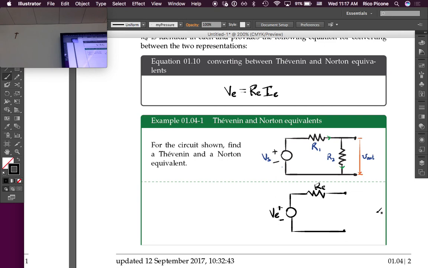So we didn't remove it. We're coming up with an equivalent circuit that should represent this circuit. And so this Thevenin equivalent circuit always is of this form, where you have a voltage source in series with one resistor. So we need to determine what that resistance value is, RE, and what this voltage is, VE.